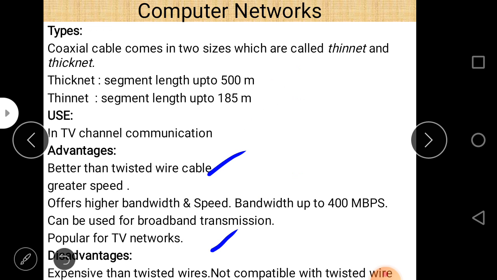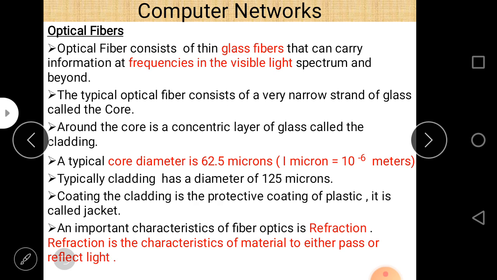The only advantage is that it is better than twisted pair cable and it has a great speed compared to twisted pair cable, up to 400 megabits per second. The disadvantage is that it is much more expensive compared to twisted pair cable and is also not compatible with twisted wire, and it is used in TV networks or TV channel communication.